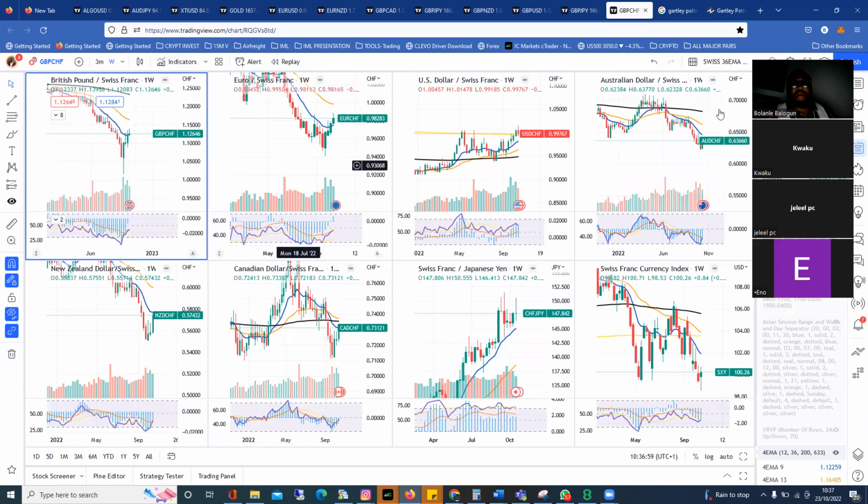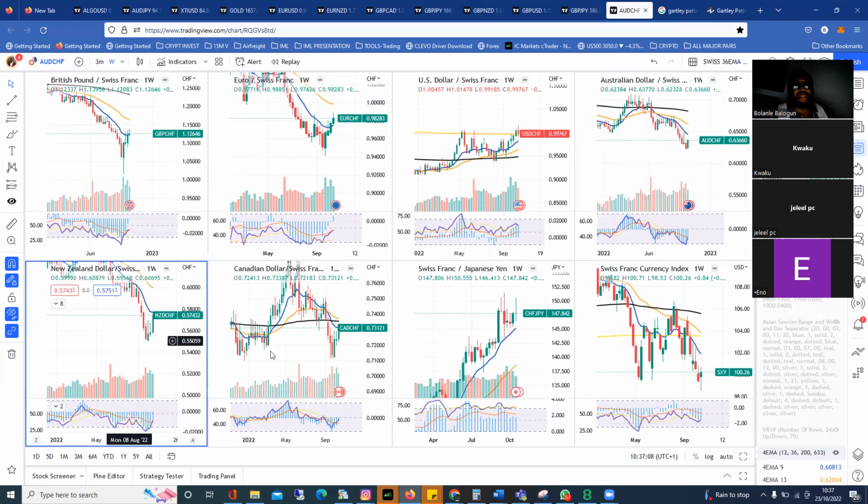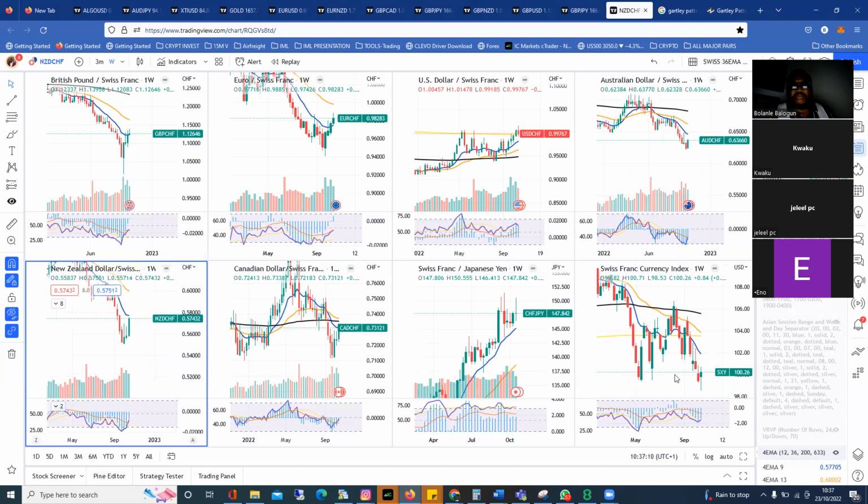Okay, so I just want to look at the market snapshots and see exactly where I can look for opportunities, and talk about a few opportunities that I looked at last week and that played out. Last week, I was looking at the Swiss pairs, and I believe the New Zealand Swiss is part of it.